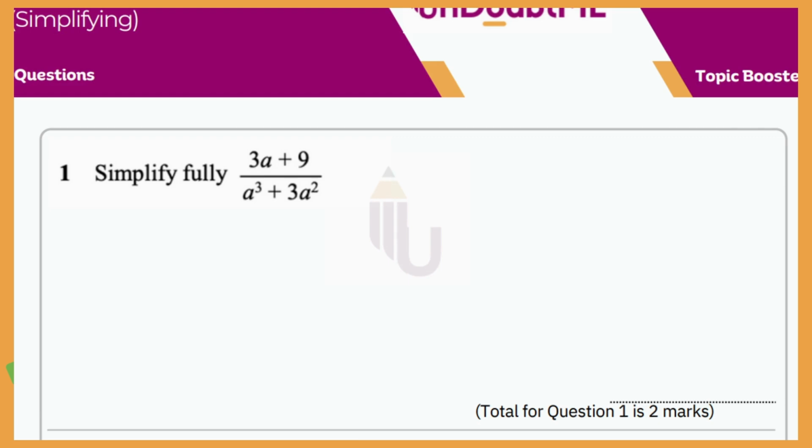Starting with the first question, as you can see on the screen, in the numerator, from 3a and 9 I can take 3 common, so it will be a plus 3, while in the denominator I can take a square common, so it will be a plus 3 left. A plus 3 will get cancelled and we are left with the final answer 3 over a square. This is the most simplified fraction.